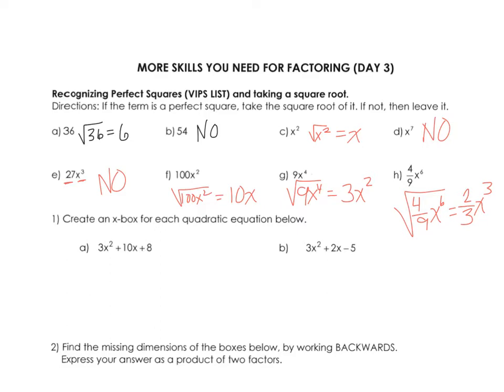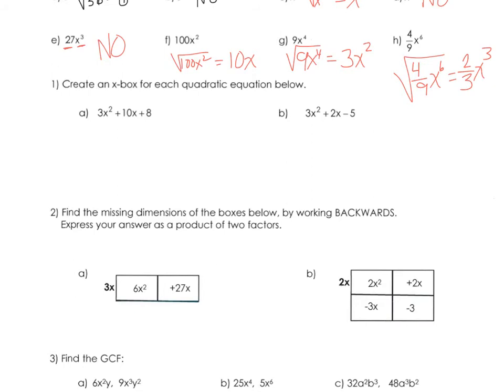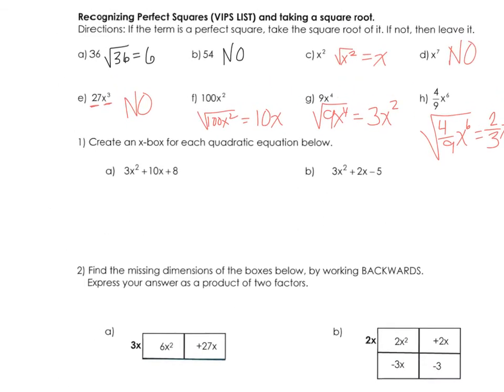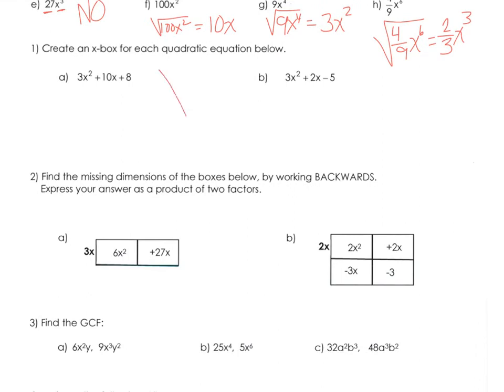Create an X box for the equation below. Okay, here we go. Oops, let me go back to my pen. A times C is positive 24. My B value is positive 10.